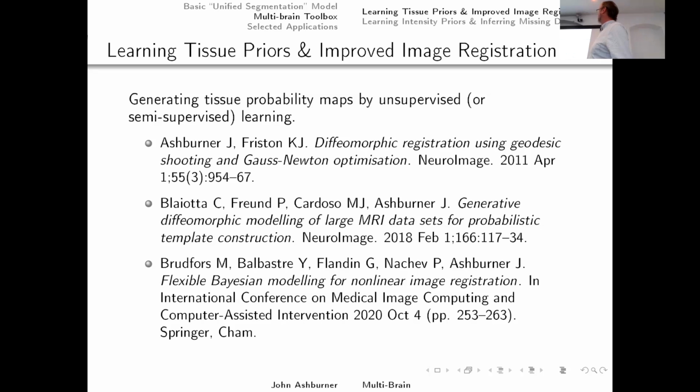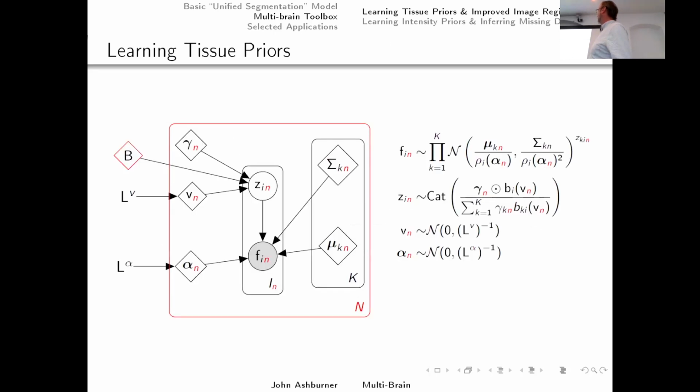So I'll start by talking a bit about learning tissue priors from populations of subjects. We take our basic model and do it over multiple subjects, and we have these parameters that we learn from the data. I think that's the only difference, really. So we'll make point estimates of tissue probability maps.